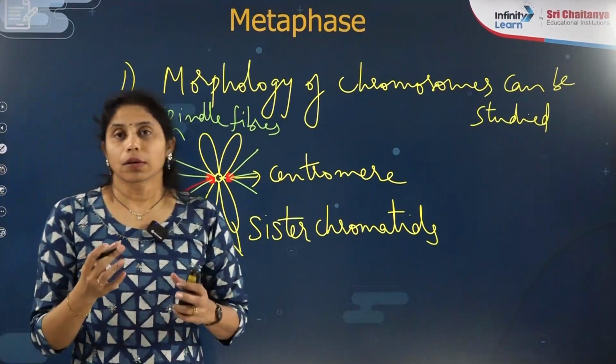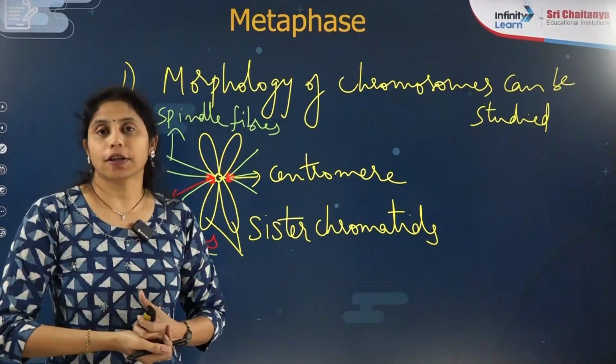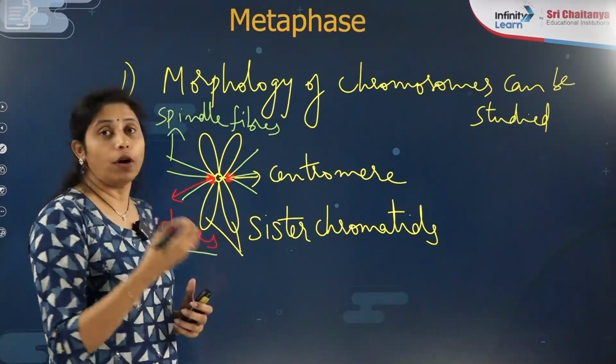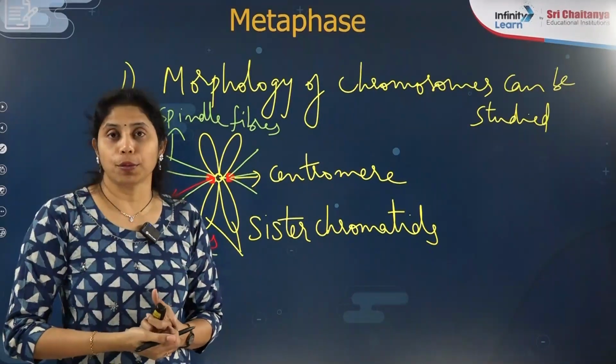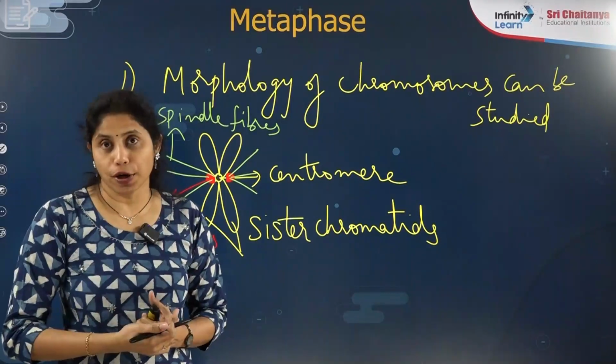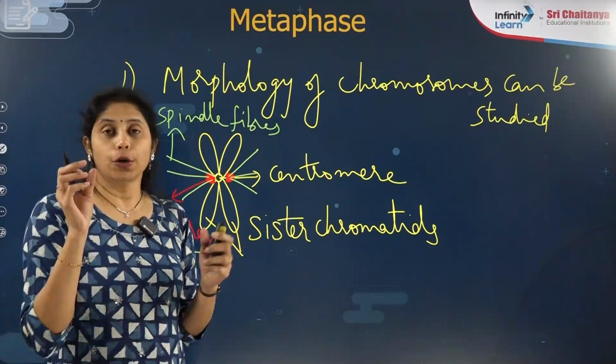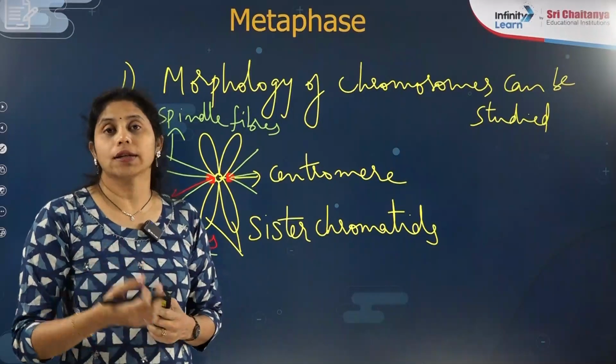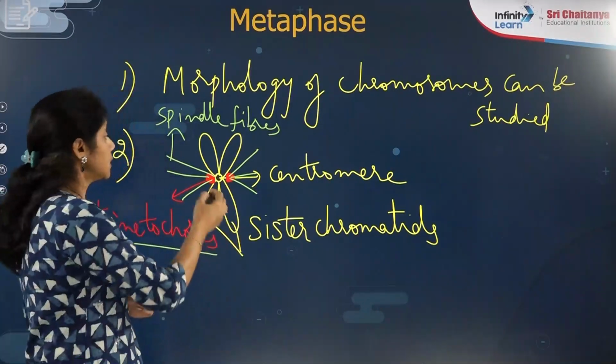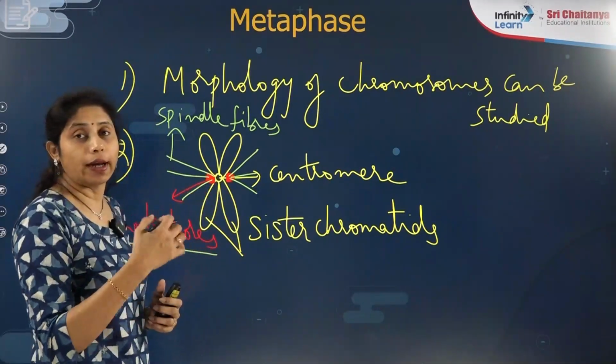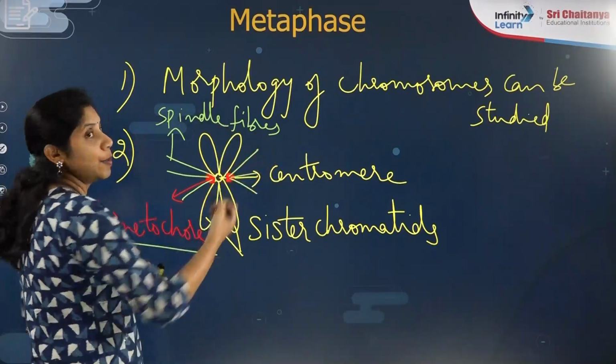So the chromosomes, once they are released into the cytoplasm, first on either side of the centromere of all the chromosomes, two discs will be attached. They are called kinetochores. And they serve as the connecting point or attachment sites for the spindle fibers.